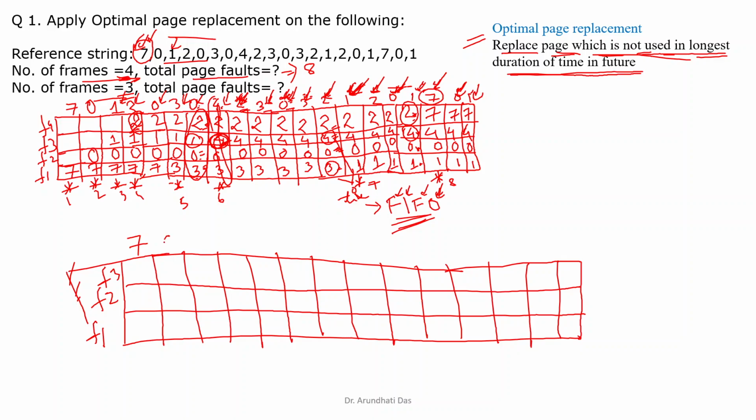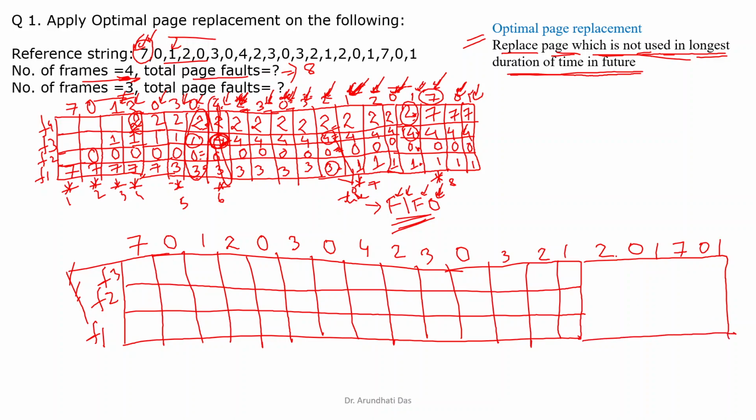Okay, 7 0, let me write the requested sequence also. 7 0 1 2 0 3 0 4 2 3 0 3 2 1 2 0 1 7 0 1. Okay, this is the requested string by CPU.